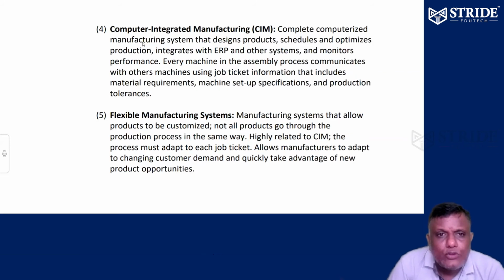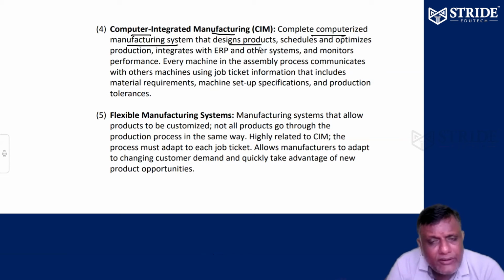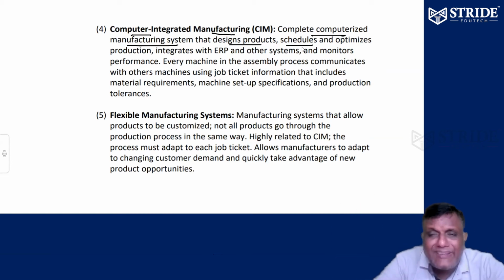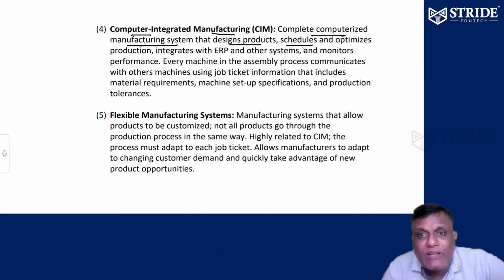Now, computer integrated manufacturing is going on. Everything is computerized in the manufacturing system. Any product to be designed, we need integrated manufacturing, computer oriented. Scheduling, the computer will take care. Your manufacturing and computers are integrated. For manufacturing to be functional, you need systems, you need computers. All machines are controlled by computers nowadays.